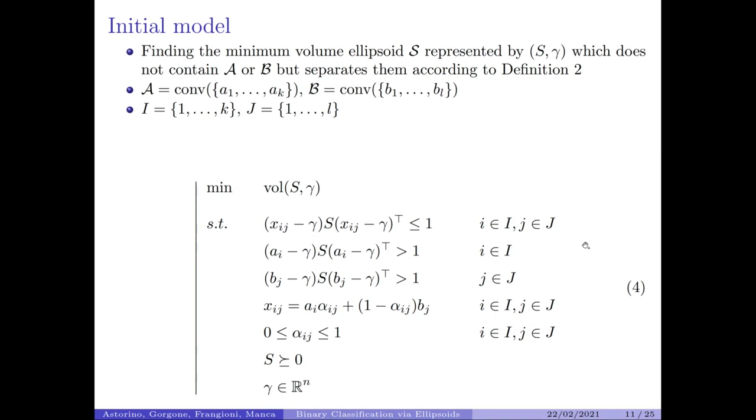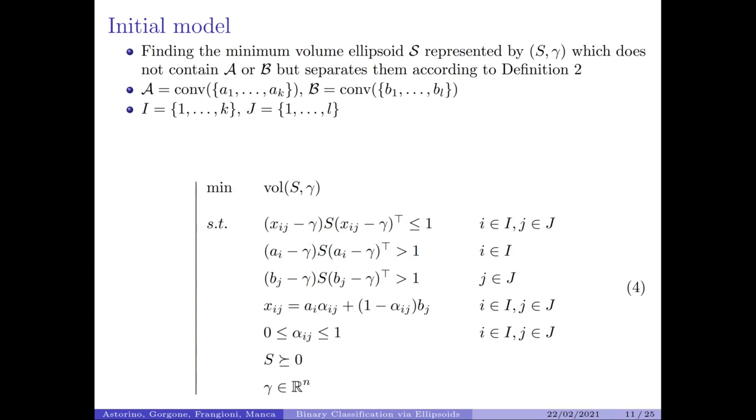So as you can see, this program is difficult to solve because it is nonlinear, since we are multiplying the variable S with gamma, which is another variable representing the center of the ellipsoid. And we're also multiplying S by XJ, which depends on the variable alpha IJ. So we started to reformulate the problem in order to be able to solve it.